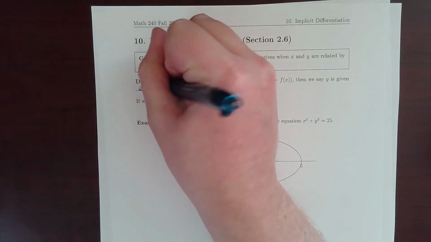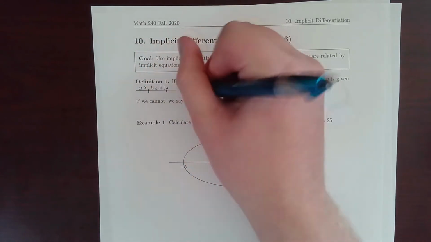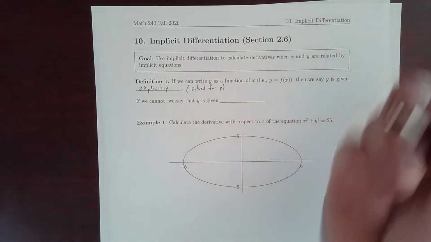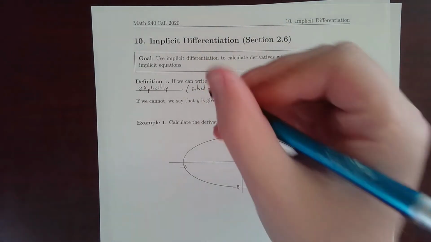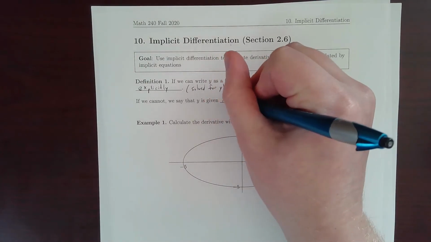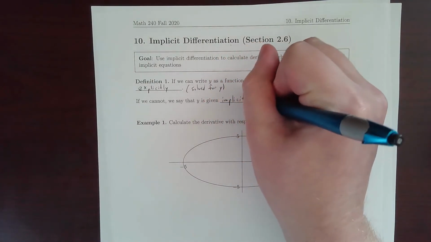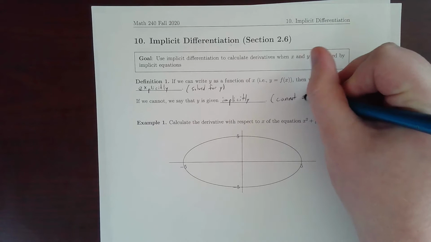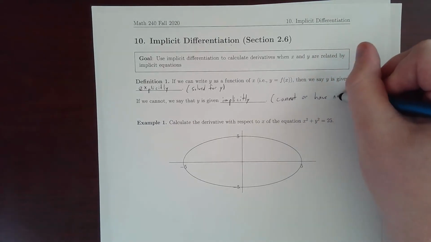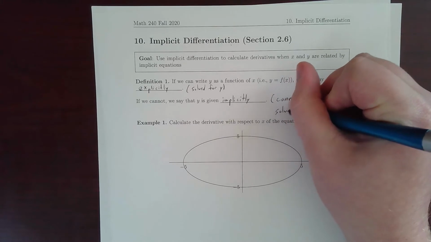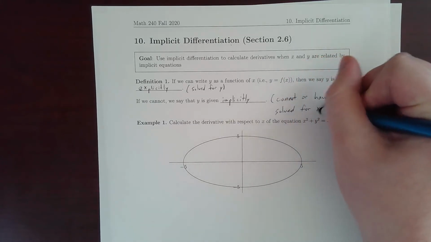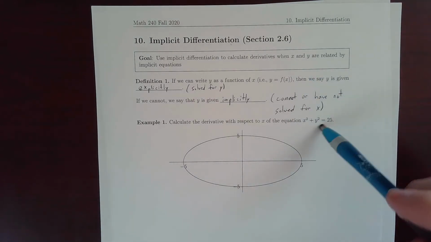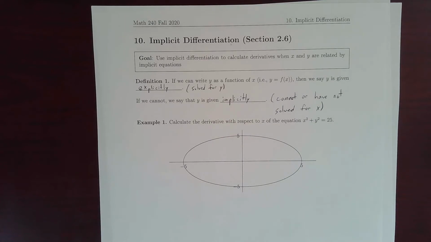explicitly. In other words, it's solved for y. If we cannot do this, then we say that y has been given implicitly, or we have not solved for y. So we know that we have y as a function of x. We just don't know what that function is.